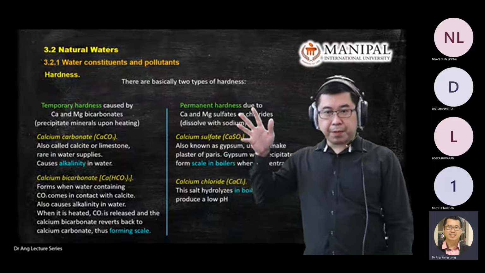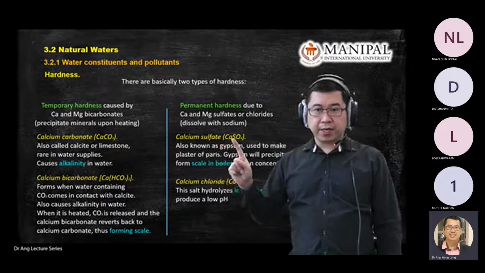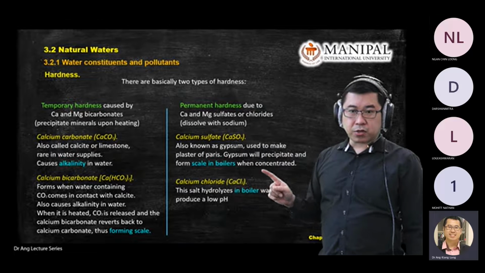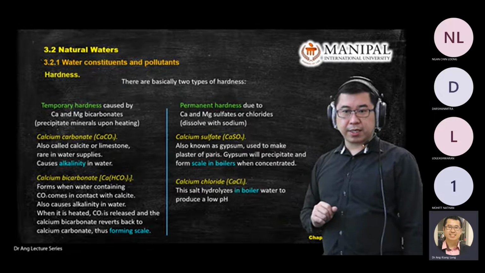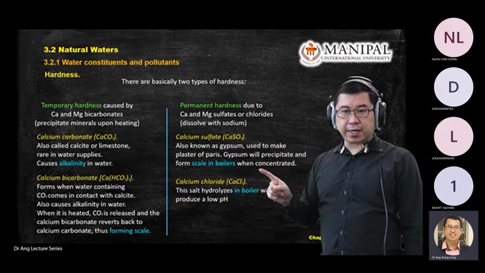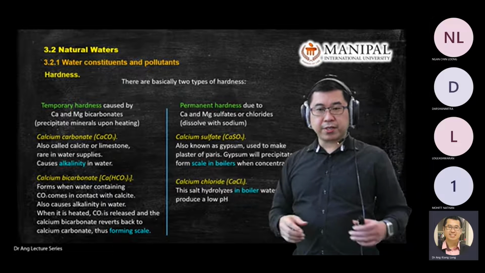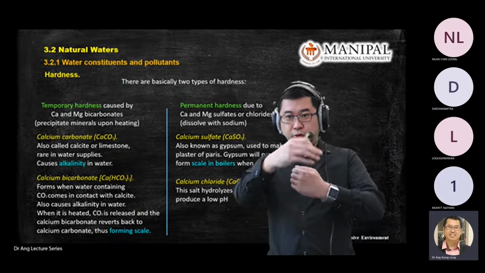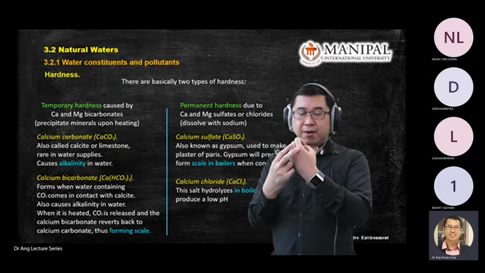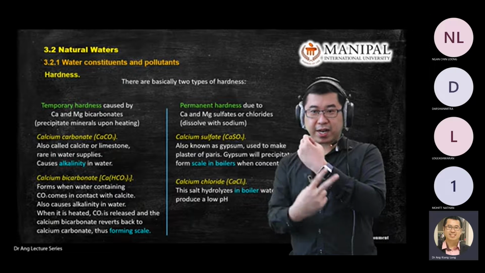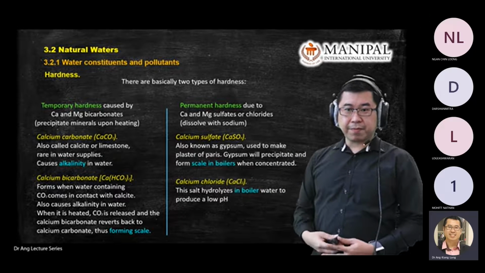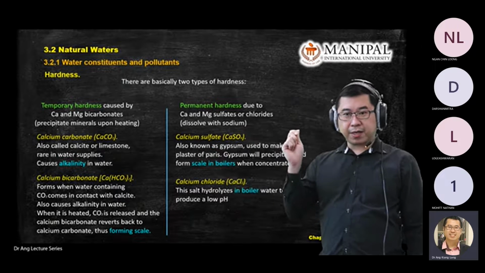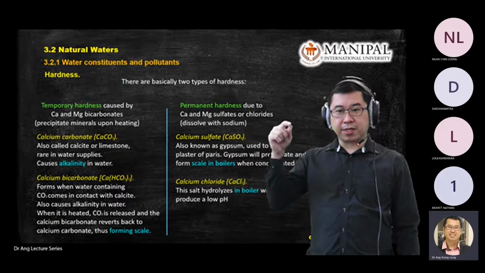While for permanent hardness, for example, calcium sulfate, CaSO4, this one you can find in the boiler. Calcium sulfate is like plaster of Paris. Plaster of Paris is what they use when someone has a bone crack in an accident, and then they wrap the hand with the white plaster, the white paste. So that is plaster of Paris. If this component, calcium sulfate powder, appears in the water, then it will form scale inside the boiler.